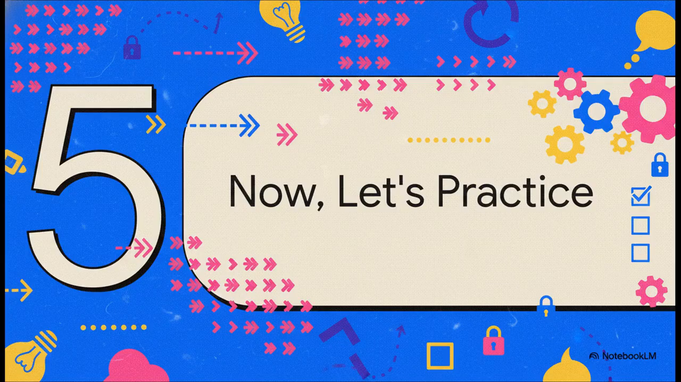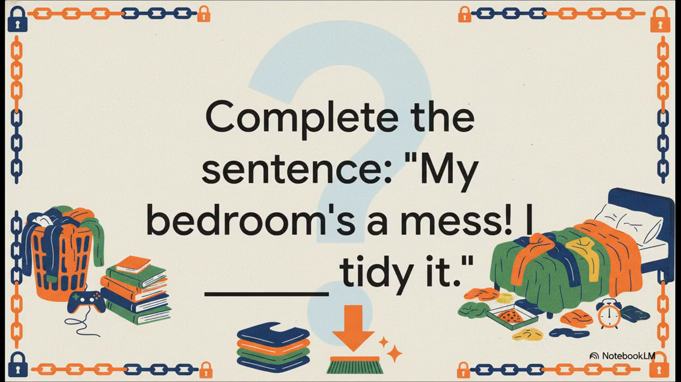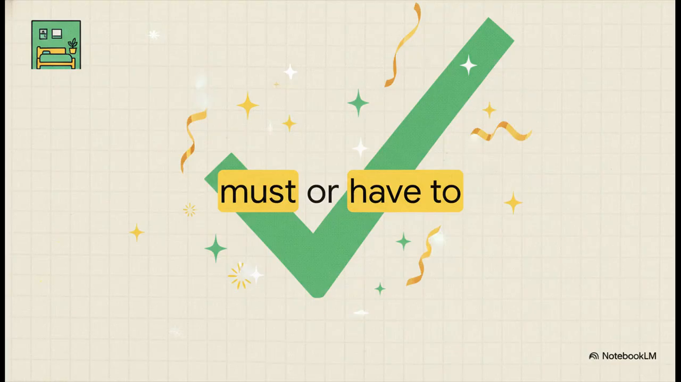Okay, you've got the theory down. Now let's do a couple of quick examples to make sure this all really sinks in. All right, have a look at this bedroom. Wow, it's a disaster. Now, imagine you need to clean it up before your friends come over. What are we dealing with here? So how would you finish this sentence? My bedroom's such a mess. I blank tidy it up before anyone sees it. What do you think? Is this an obligation or is it optional? That's it. You must or you have to tidy it up. It feels like a strong personal obligation, right? You need to get it clean.